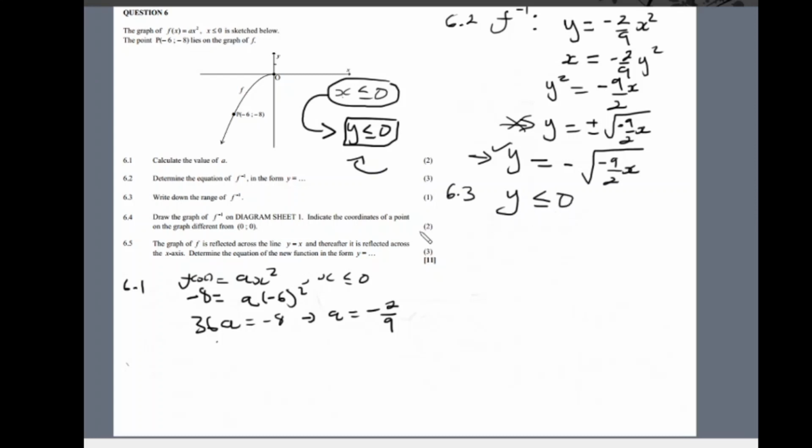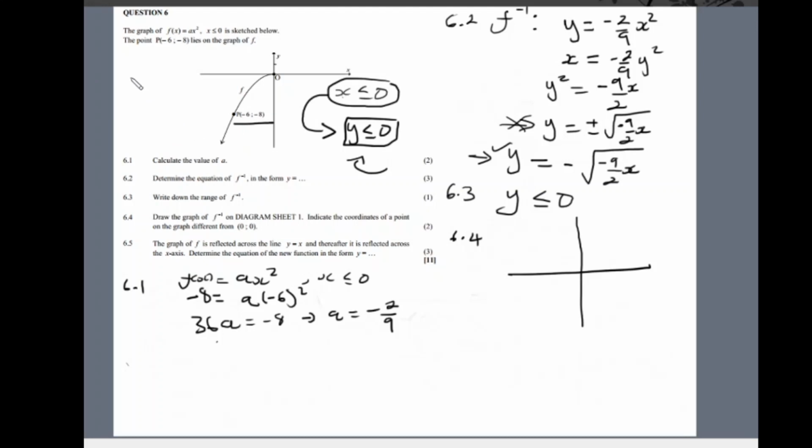Okay, and then now 6.4, they want us to draw the graph of the inverse and indicate the coordinates of a point on the graph other than the origin. Okay, so let us draw our Cartesian plane, and then now look at the graph of the function. We are given this point. To be able to sketch the graph of the inverse, we just need to interchange x and y, right?